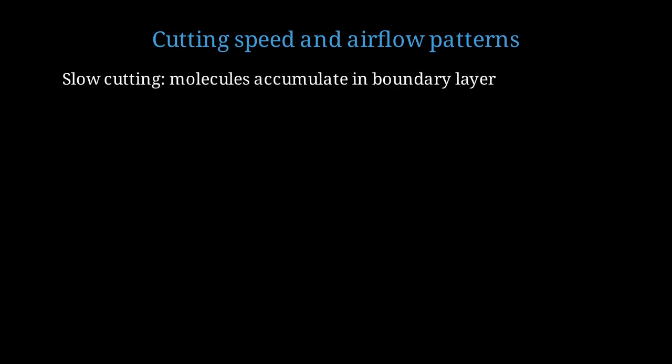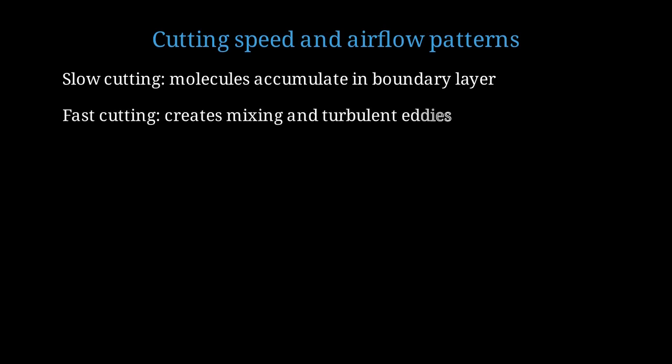The speed at which you cut also affects the concentration of irritant near the cutting board. Fast cutting creates more turbulent airflow. When you cut slowly, the lacrimatory factor accumulates in the boundary layer near the cutting surface. This is a region of relatively still air where diffusion dominates. Fast cutting with the knife creates turbulent eddies and mixing. This actually helps disperse the molecules away from the concentrated region near your hands and face.